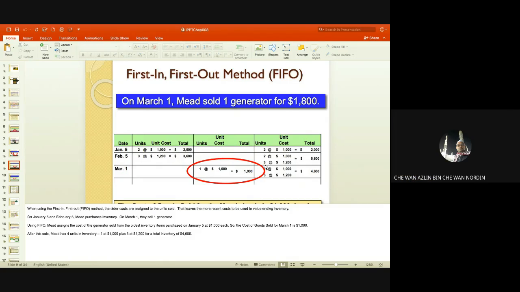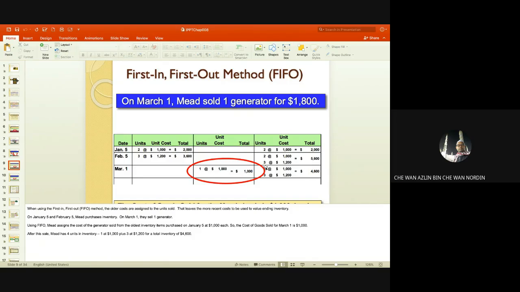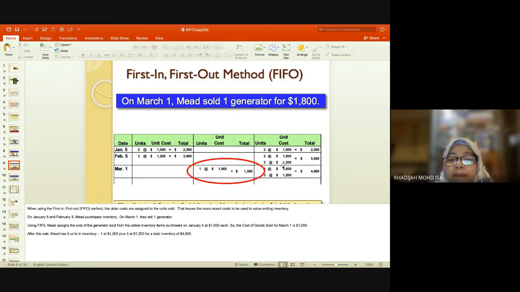Okay? Okay, insyaAllah. So say you continue, next you sell another 2 units. Say April, you sell 2 more units. So how are you going to decide on FIFO? What will be your cost of goods sold? The first one we purchased on January 5th, 1,000, and then plus February 5th, 1,200. That means 3,400. So you don't have to repeat this.